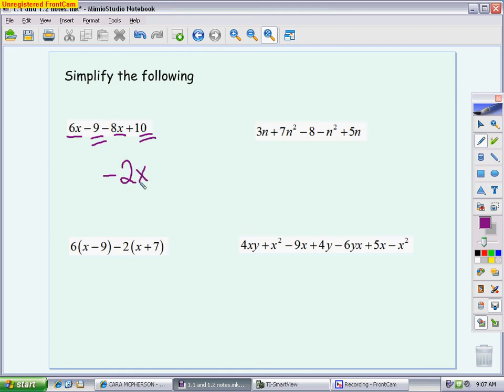Notice that the variable piece doesn't change. You're just saying how many x's do you have. And then same thing with the numbers. -9 plus 10, that's 1. And that's done at this point. We're not solving. We're not figuring out what x equals because there's no equal sign. We're just getting it in a simpler form.